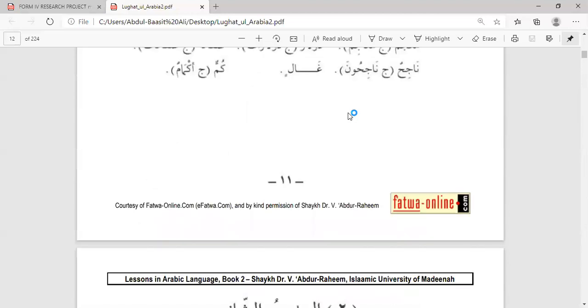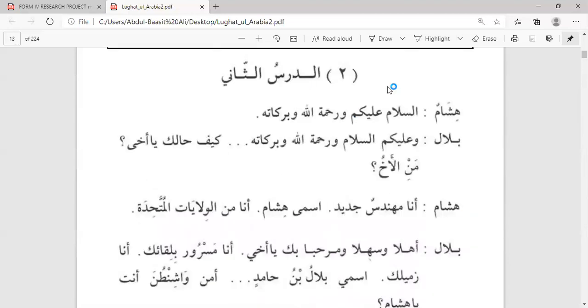Second lesson. So if we get straight into the second lesson, I'll read it. Please, if everyone can see the screen, if you want to follow on screen or in your books, in your text. Lesson 2, Ad-Darus Al-Thani. Hisham: Assalamu alaikum wa rahmatullahi wa barakatuhu. Bilal: Wa alaikum assalamu wa rahmatullahi wa barakatuhu. Kayfa haluka, ya akhi?